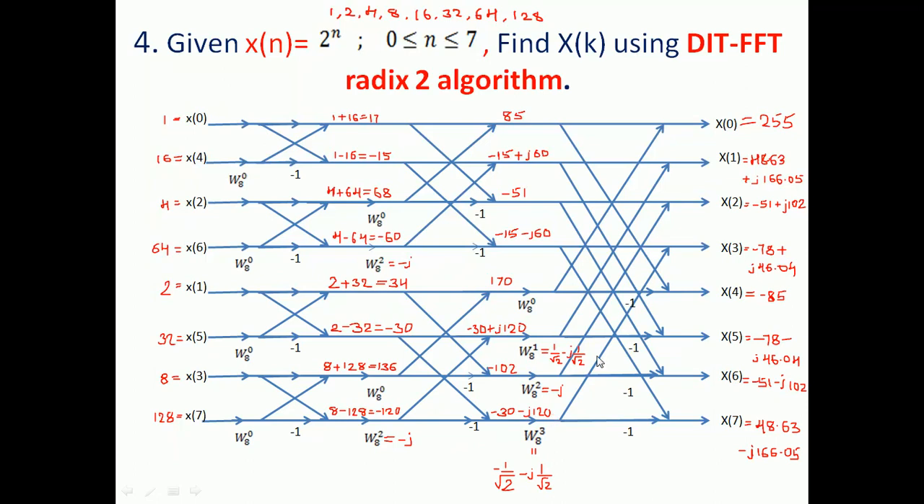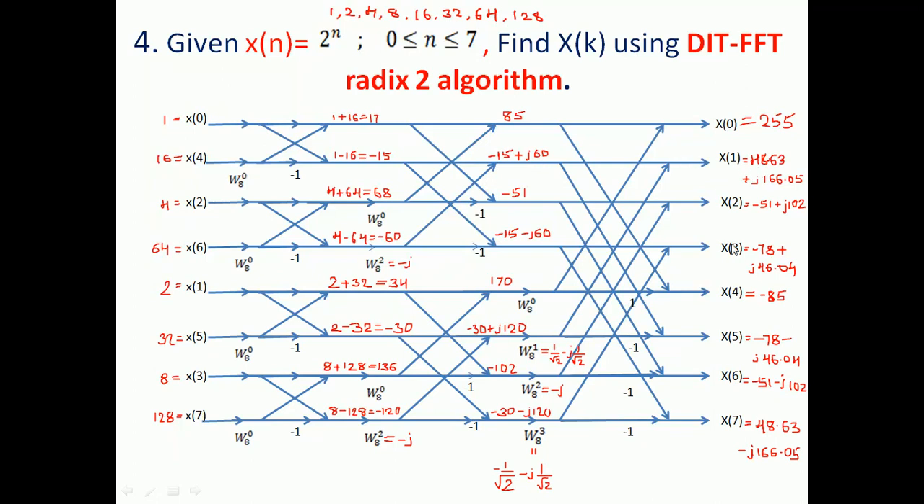At this point, for this factor minus 30 plus j 120, you have to multiply 1 upon root 2 minus j upon root 2. Similarly for this you have to multiply minus 1 upon root 2 minus j upon root 2. So at this point we will get 85 plus 170, that is 255. At this point we have to multiply this with this plus minus 15 plus j 60, you will get this answer.